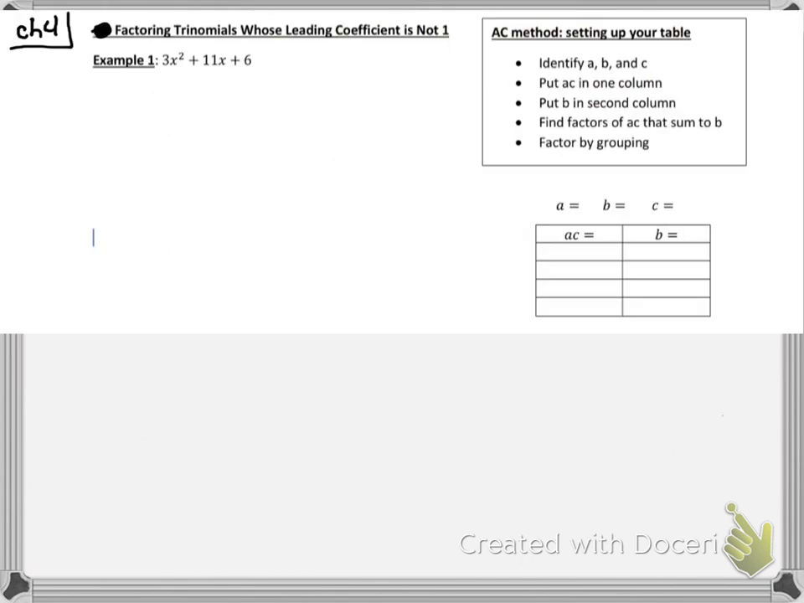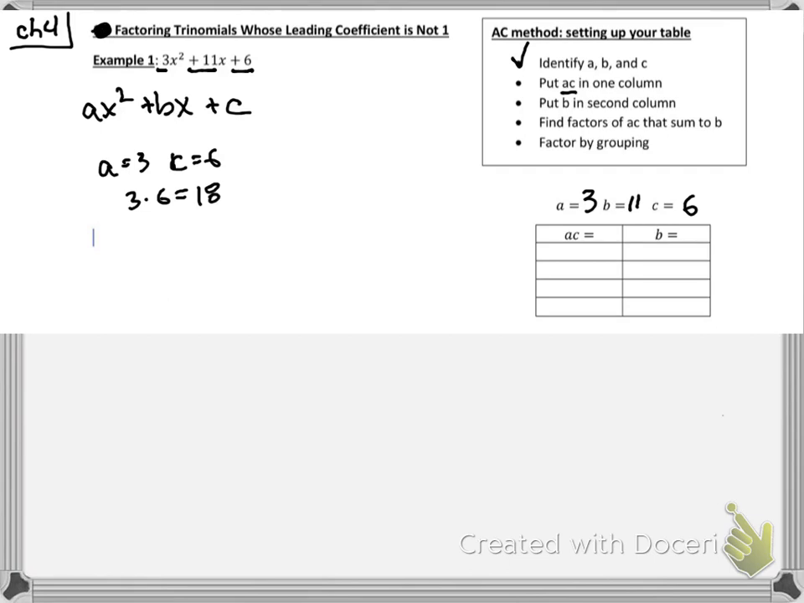When I talk about A, B, and C, I'm assuming that it's in this form. So in this case, A is 3, B is 11, and C is 6. Let's fill in our table down here. We have identified A, B, and C. Now we need to find the product of A and C. In this problem, A is 3, C is 6, and 3 times 6 is 18. So AC is 18, and as you can see, B is 11.